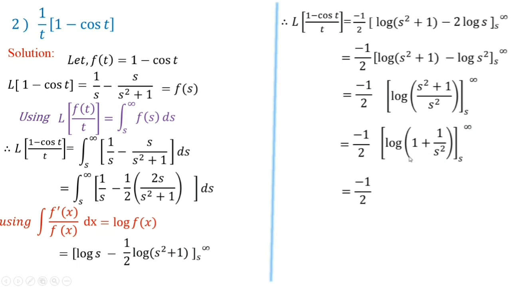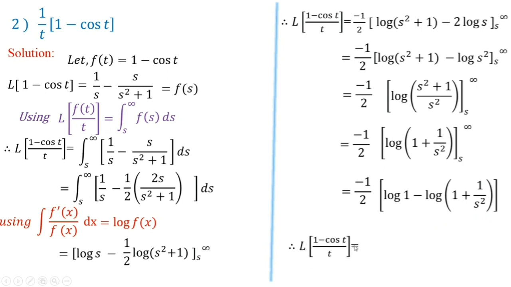Now if we substitute the upper limit, then minus 1 by 2 into here, if we substitute upper limit, then here we get 1 upon infinity, and 1 upon infinity is 0. Then we get here log of 1 plus 0, means we get log 1. And if we substitute lower limit, then we get log of 1 plus 1 upon s square.